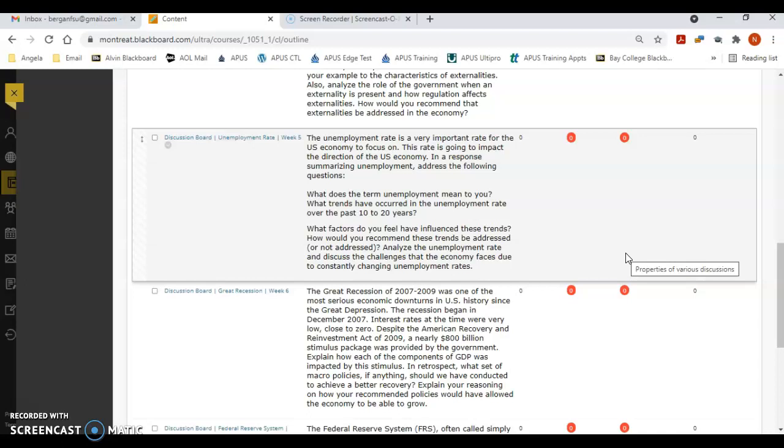Then after you look at that, you're going to be focusing on how those implications will impact decisions that firms and households will have to make in our economy. Those are going to be key things that you're going to focus on. You're going to focus on the factors, and also on your analysis, and how the challenges of the unemployment rate will change based on our economy.